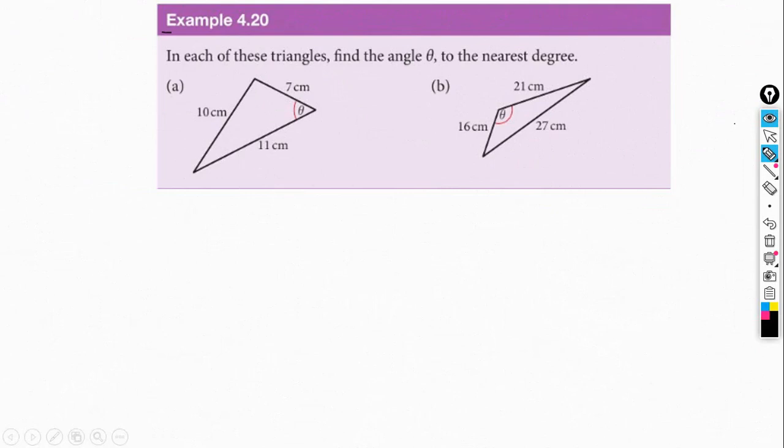So next we have example 4.20, and it says, in each of these triangles, find the angle theta to the nearest degree.